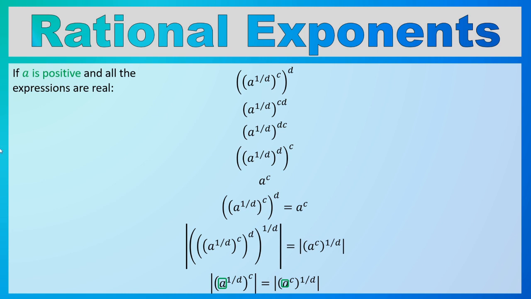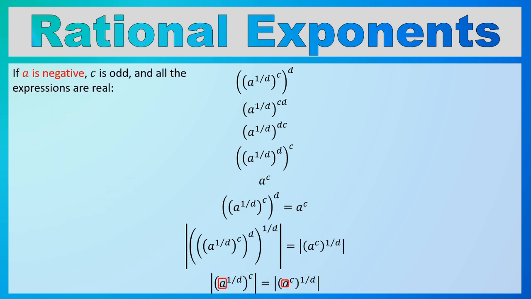If A is positive and all expressions are real, then that is positive, that is positive, that is positive, and that is positive. So that means that without the absolute values, the left and right hand side are positive, and because both of them are positive, that means that without the absolute values, the left and right hand side are equal. If C is even and all expressions are real, then that is positive, and that is positive, and so that means without the absolute values, the left and right hand side are positive, and because both of them are positive, they are equal without the absolute values.